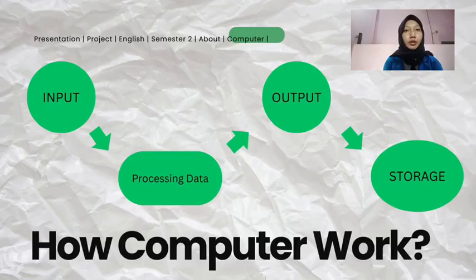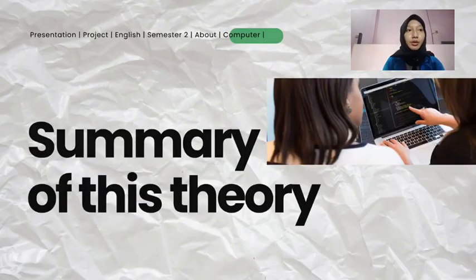Okay, at the end, the summary of the story is that computers are very important technology in modern life. They help people process data, store information, and complete tasks more quickly and efficiently. And also, the last one, computers are used almost everywhere to help people study, work, communicate, and solve problems more easily.